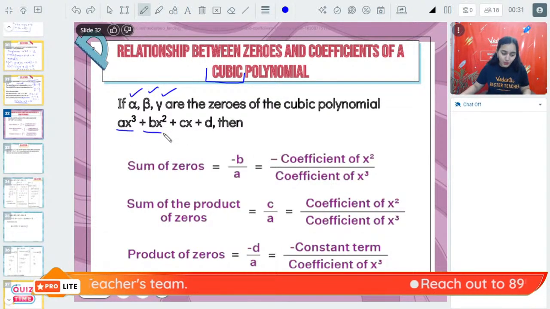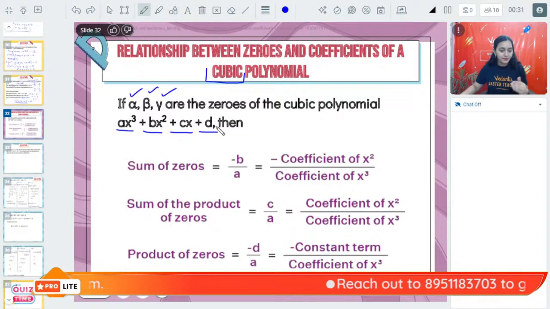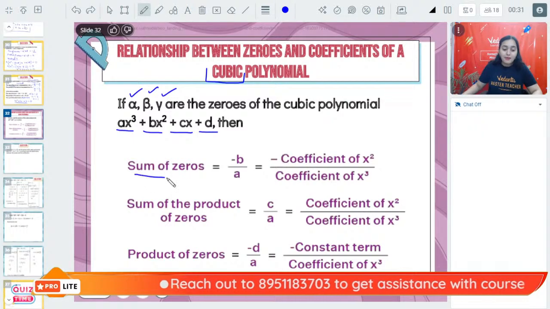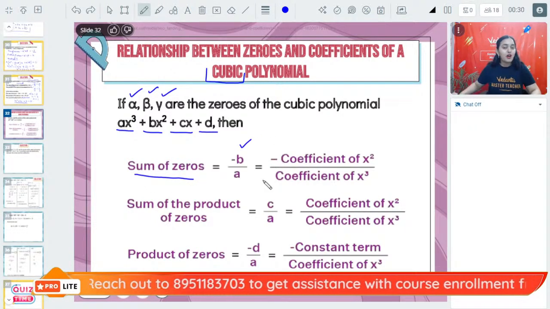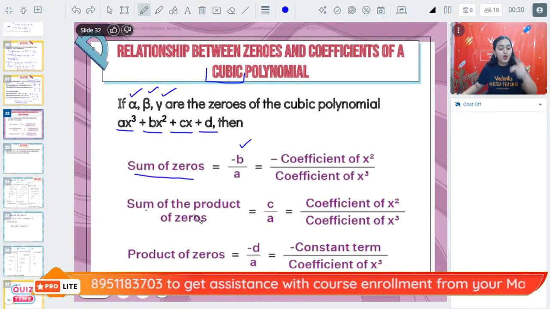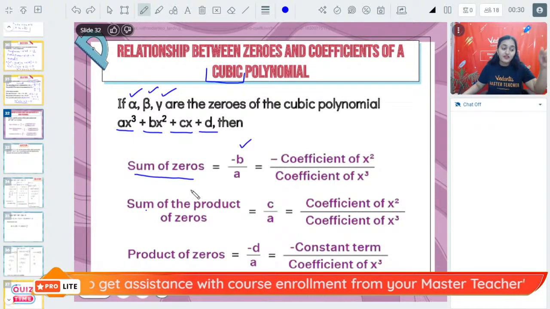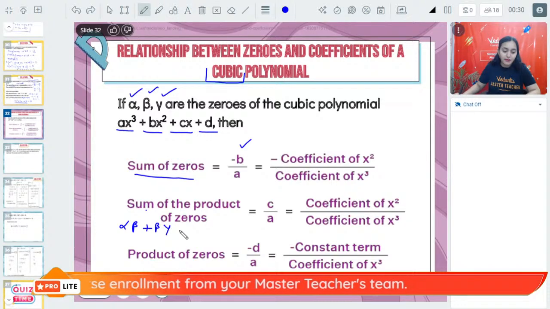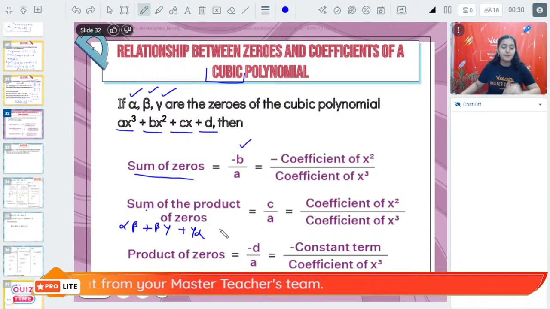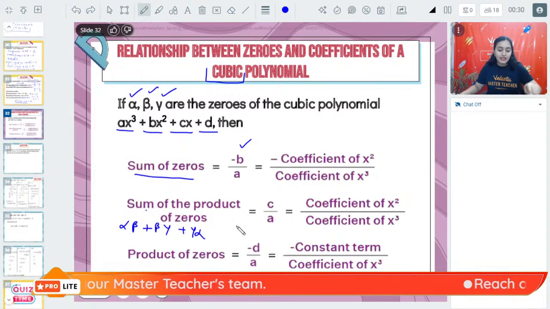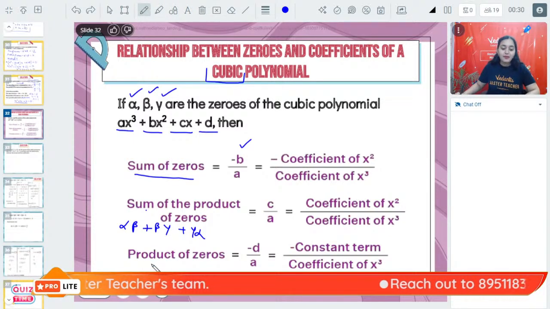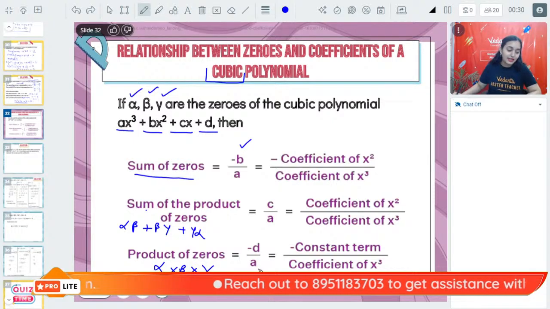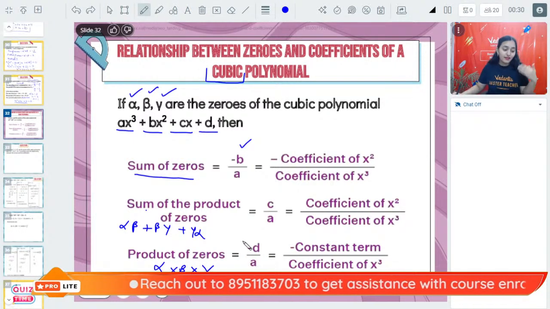So alpha, beta and gamma are the zeros of the cubic polynomial ax cube plus bx square plus cx plus d. Now the formulas related to a cubic polynomial are: sum of zeros is minus b upon a, and sum of product of zeros. Now what is the meaning of sum of product? That means alpha into beta plus beta into gamma plus gamma into alpha. Sum of product of zeros is c upon a, and product of zeros alpha into beta into gamma is minus d upon a.